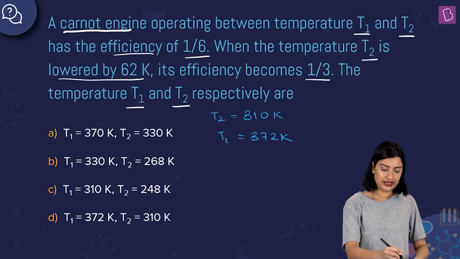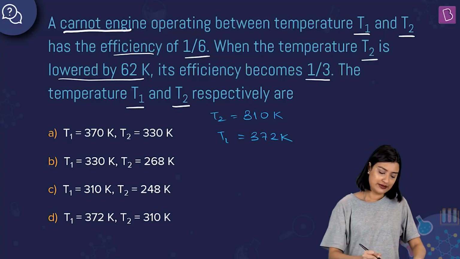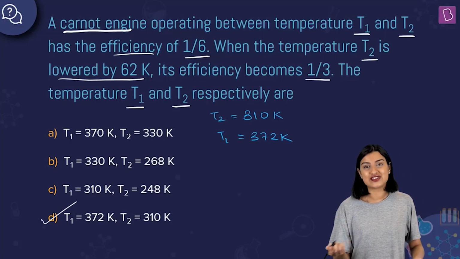So I got T2 is equal to 310 Kelvin and T1 is equal to 372 Kelvin, which is here in option D. So option D is going to be the right answer to this question.